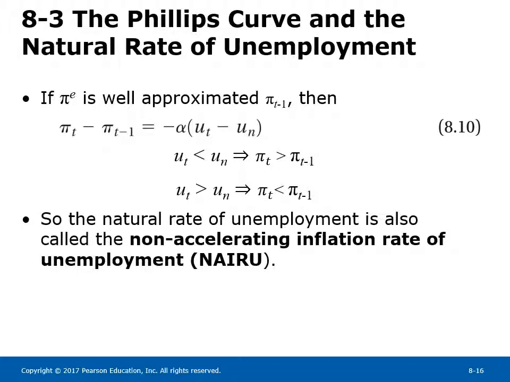The natural rate of unemployment differs across countries due to, for example, labor market rigidities, and also over time. When the actual unemployment rate u t is equal to the natural rate of unemployment u n, the change in inflation, pi t minus pi t minus 1, equals 0. So the natural rate of unemployment is also called the non-accelerating inflation rate of unemployment, NAIRU.